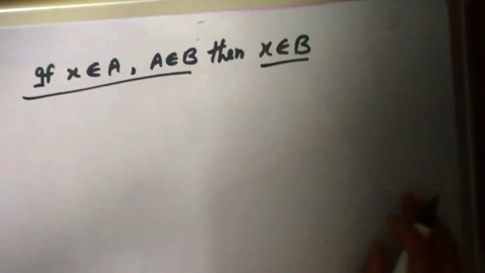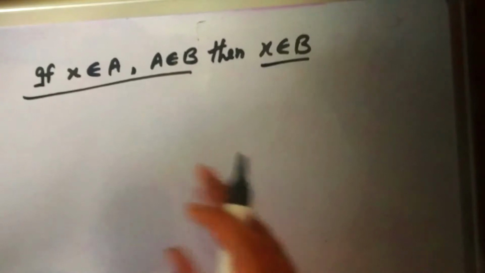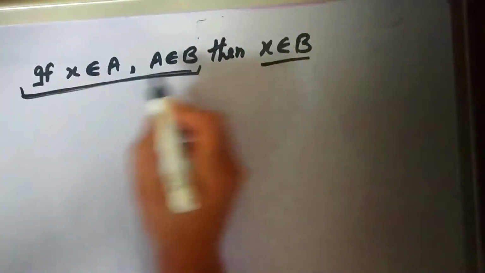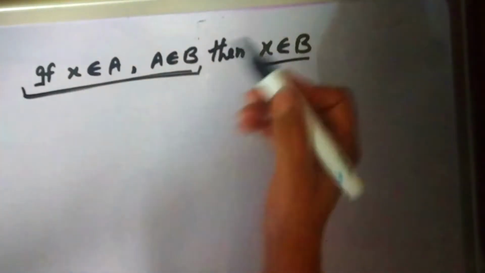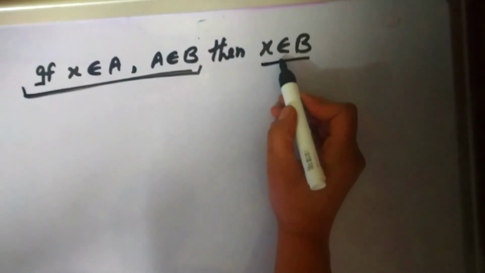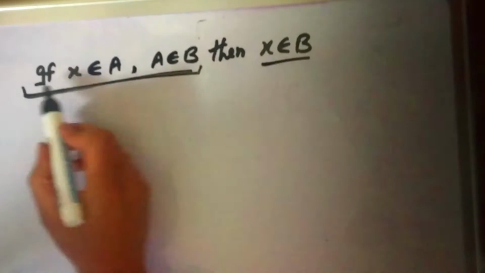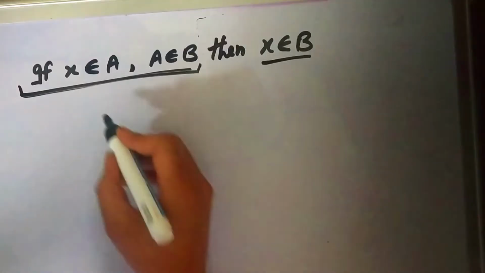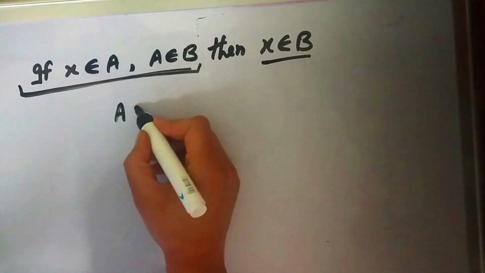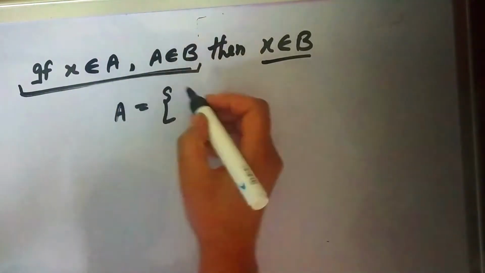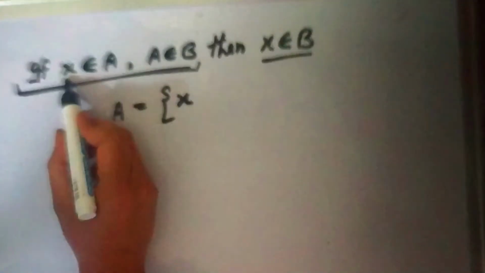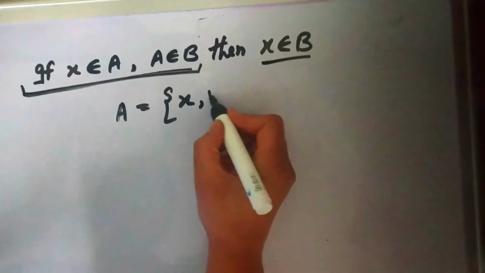So let's prove it, meaning find out whether it is true or false. To start with, we have to develop these sets so that these conditions are met. Then we'll see whether the conclusion is reached or not. So X belongs to A. It can be written in many ways. I'm choosing the simplest one. If X belongs to A, that means X is an element of A.